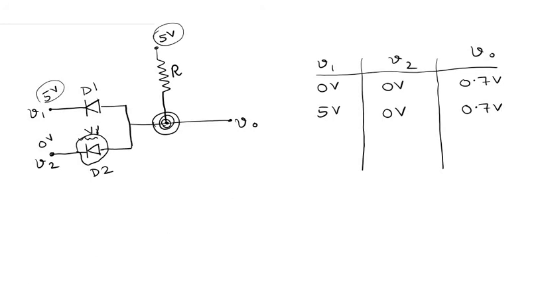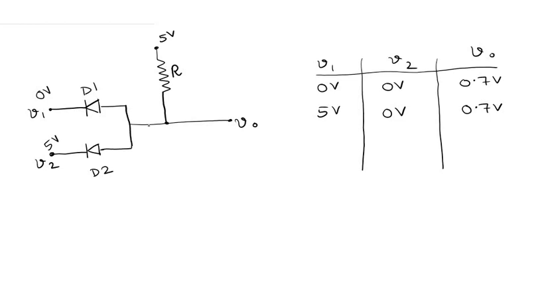Now in the third case, where 5 volts is applied at the V2 terminal and V1 is at 0 volts, this diode D2 is not in a conducting state, because we have applied 5 volts here and 5 volts to this terminal also. So across both terminals there is 5 volts, so D2 must not be in a conducting state. On the other hand, D1 is in a conducting state, because we have applied 5 volts over here and 0 volts over here. So D1 must be in a conducting state.